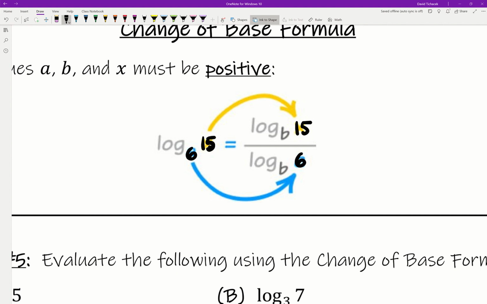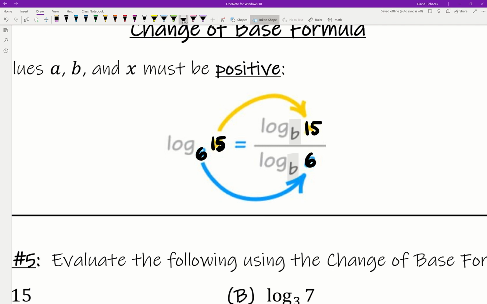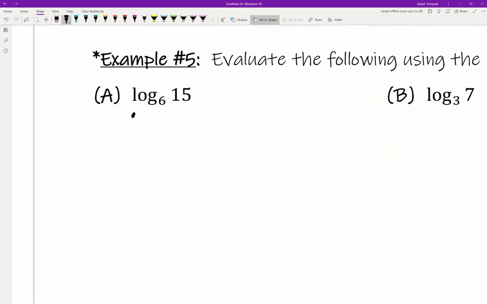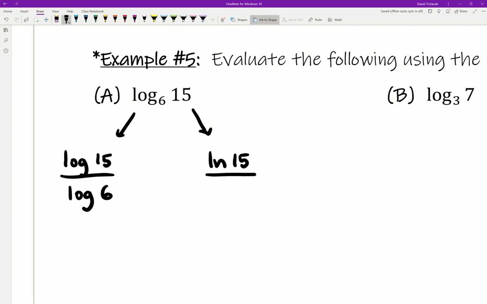But the reason that this gives you the ability to do calculations like this in any calculator is because you can be specific with your choice of b and specifically choose either the common log or the natural log to perform that calculation. What I mean to say here is that you could take log base 6 of 15 and you could do it in one of two ways. You could either look at this as the common log of 15 divided by the common log of 6, or you could look at this as the natural log of 15 divided by the natural log of 6.